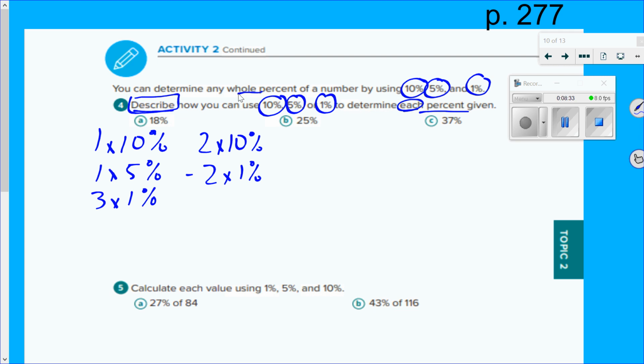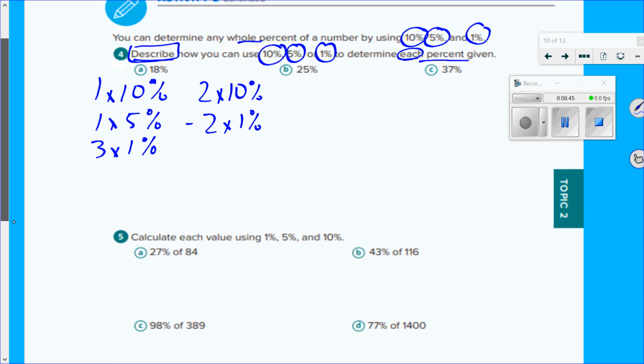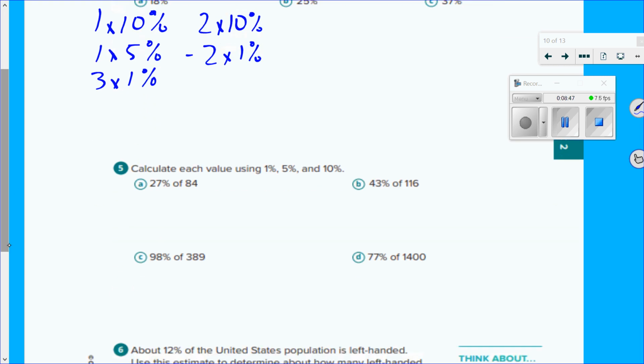So does it have to be addition? No. So I can add or subtract. Either way, it's going to get it to me. Do I have to actually calculate anything on this? No. Literally all I'm doing is describing, right? Then the next part, here's where we're going to now calculate each value using the same 1, 5, and 10.